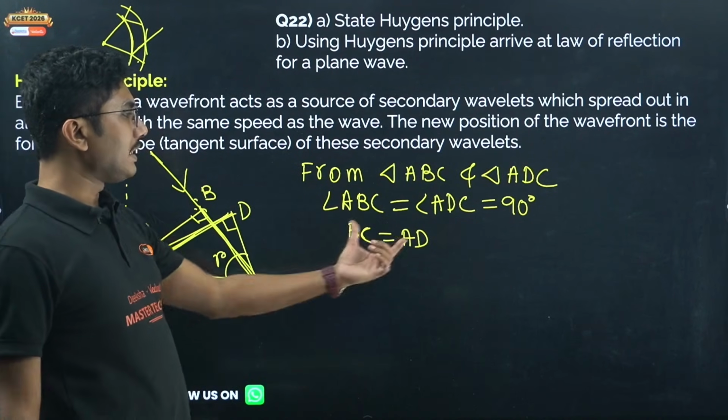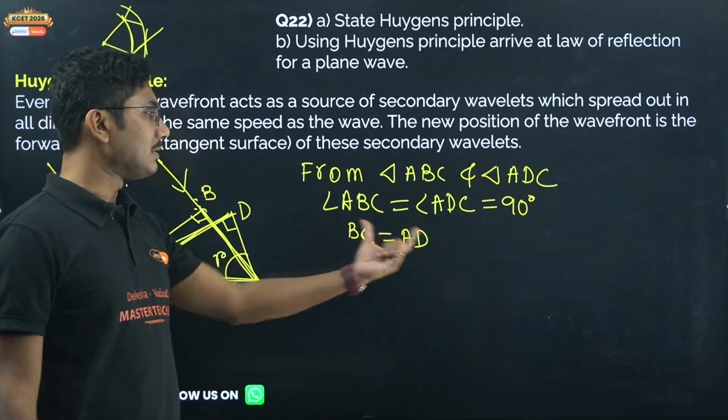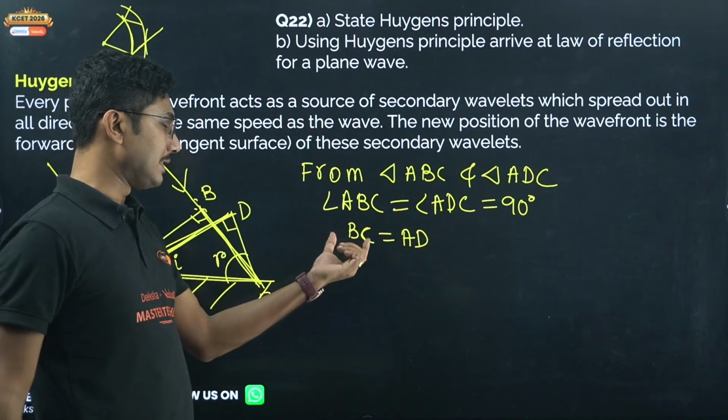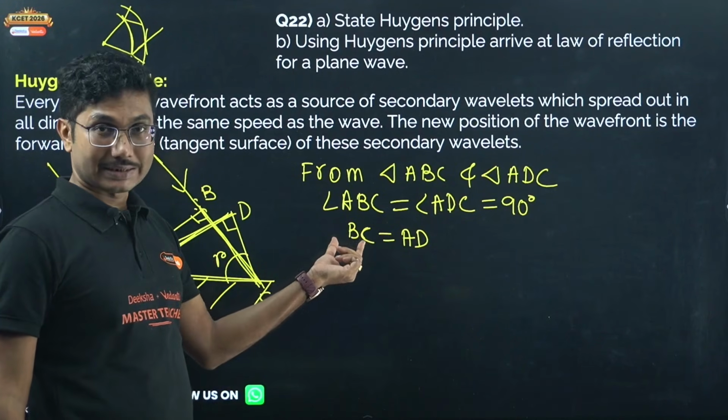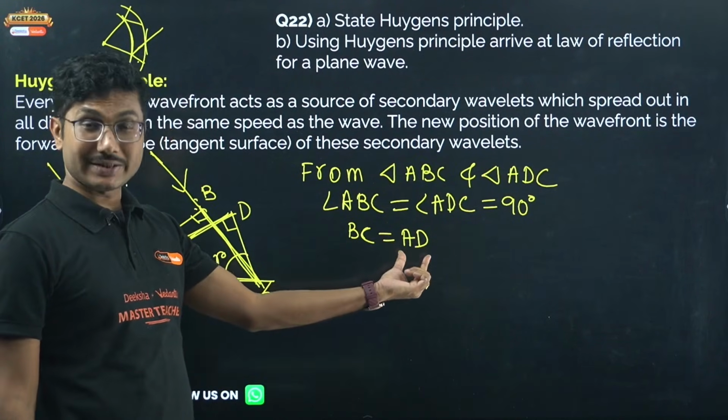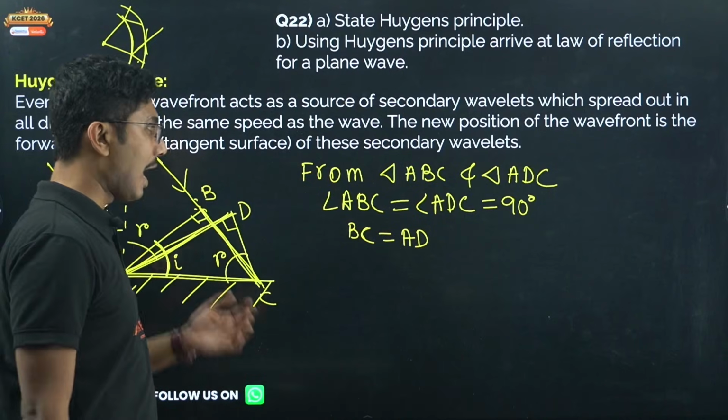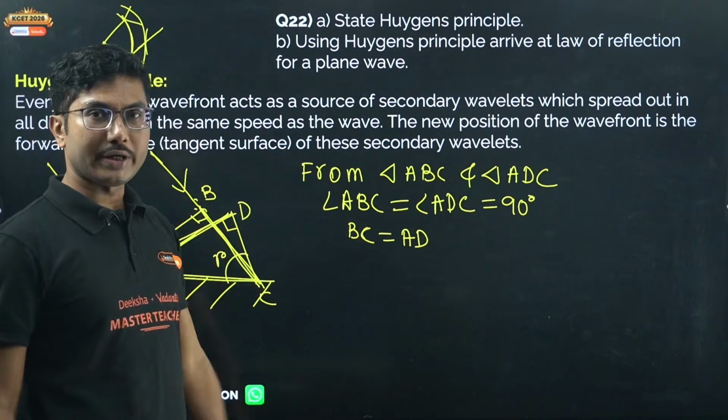So BC equals AD. This is the distance traveled by the second ray. This is the distance traveled by the first ray after reflection happened. So BC equals AD.